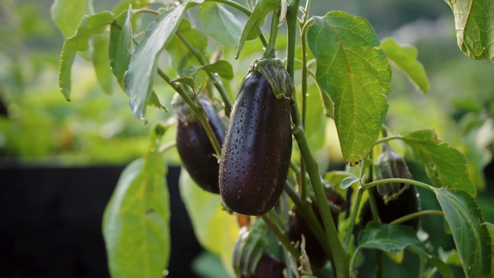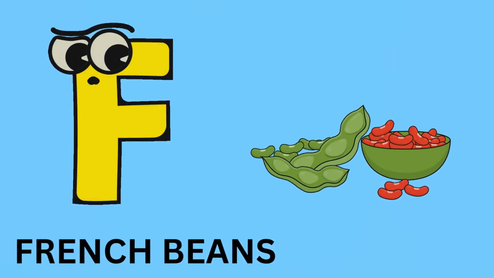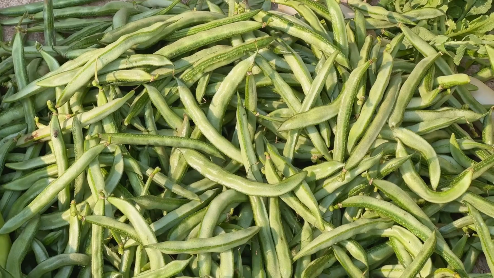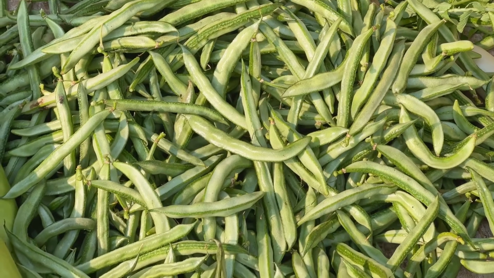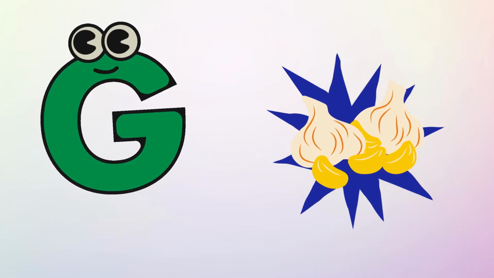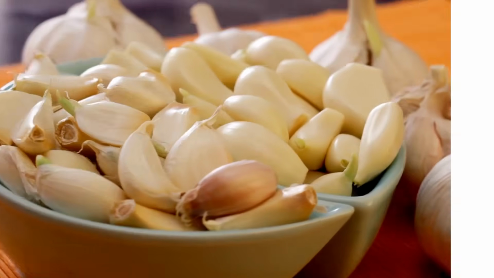Eggplant. E is for eggplant. F is for French beans. French beans. French beans. F is for French beans. G is for garlic. Garlic. G is for garlic.